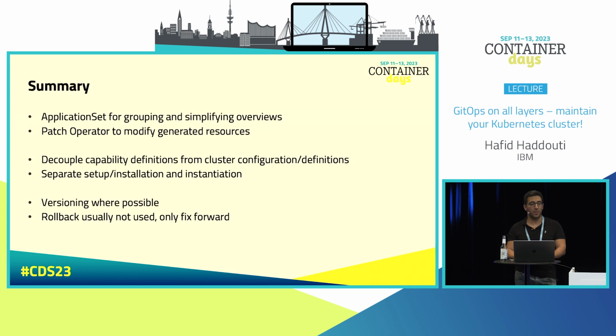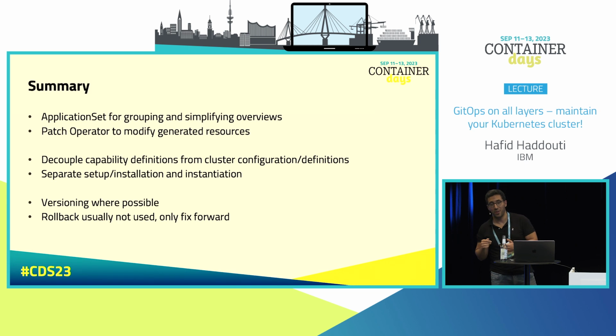So for the summary, we try to use GitOps to configure all the components, all the capabilities. You saw some helpful information, like we are using, for example, the patch operator to modify existing generated resources in the cluster to avoid having any cluster-specific configurations in the capabilities. We also try to decouple the setup and the instantiation of the resources. We try to version everything.